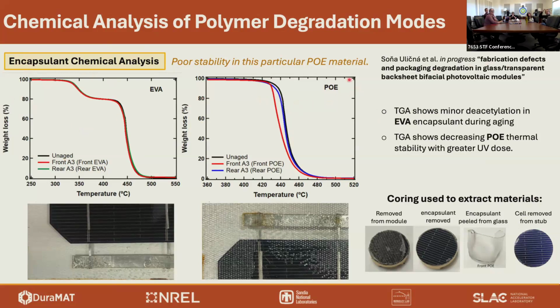She did see that the POE was not very stable, and you can see that here from a sooner onset of the polymer decomposition at a lower temperature for the aged samples compared to the unaged materials. So even though this might not be characteristic of all POE samples, it does explain why in this particular sample set, we're seeing a lot more degradation for the POE containing mini modules compared to the EVA mini modules.